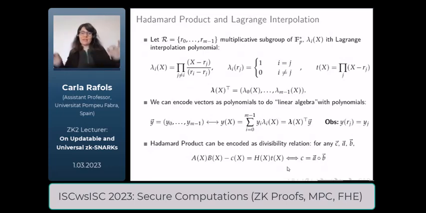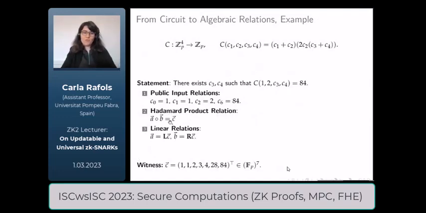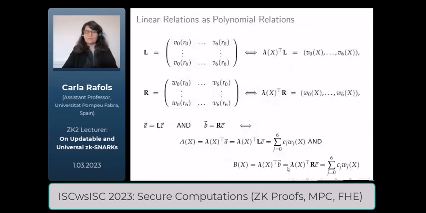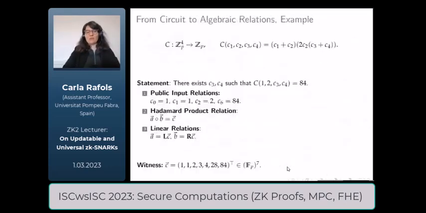In any case, the point is that now I already did part of the work. What I wanted is to move all of this to a polynomial relation. And I partly did this because I already have that three vectors will be in a Hadamard product relation if and only if there is some kind of divisibility relation between three polynomials. So now I want to do the other part. What I now want to show is how to prove linear relations.